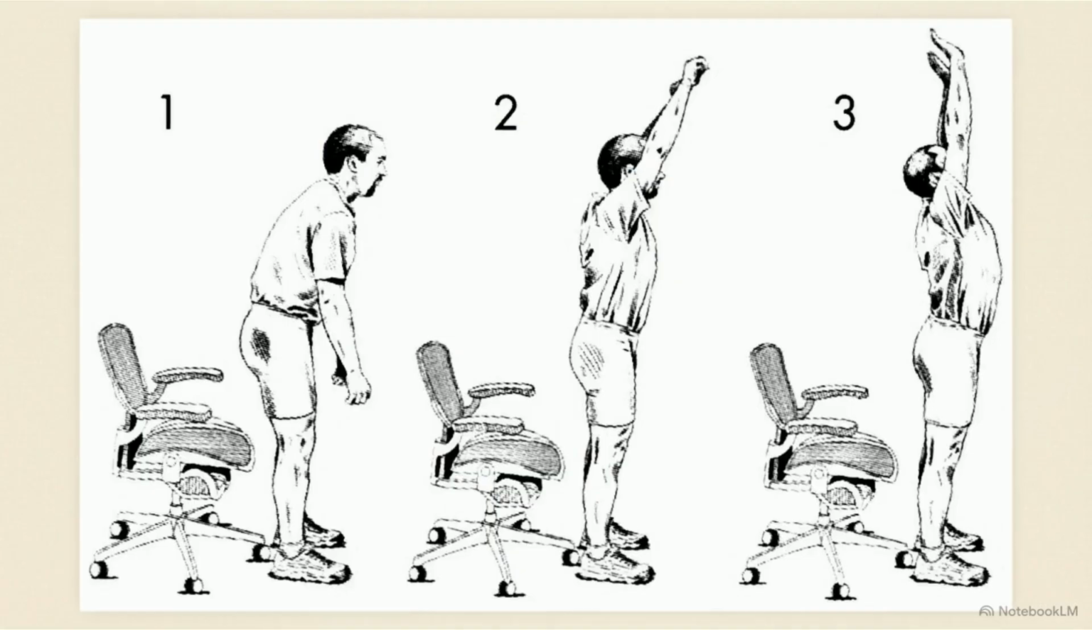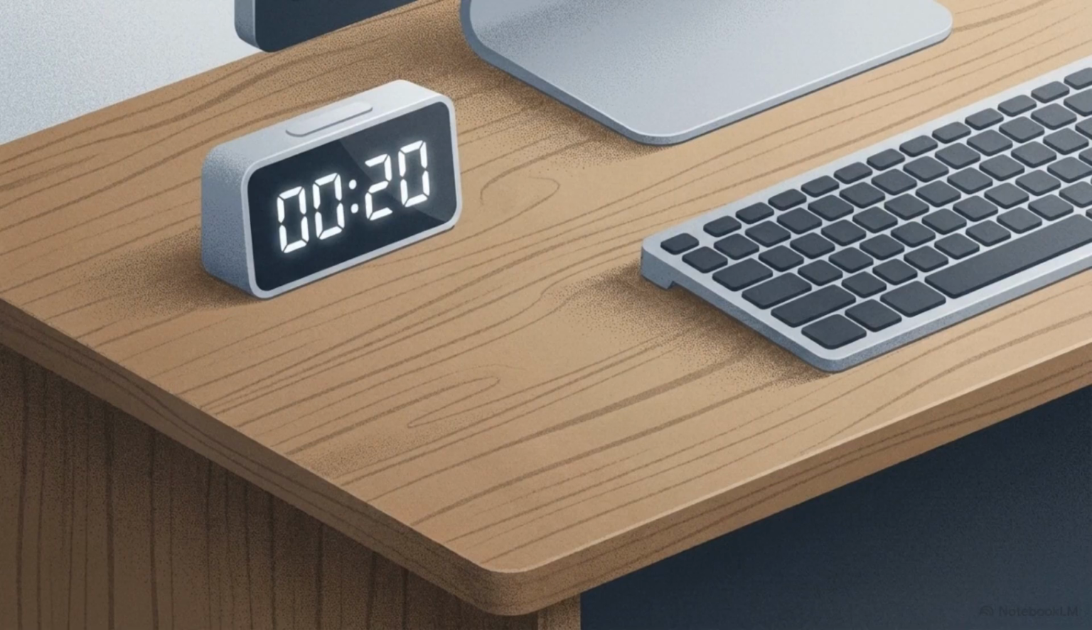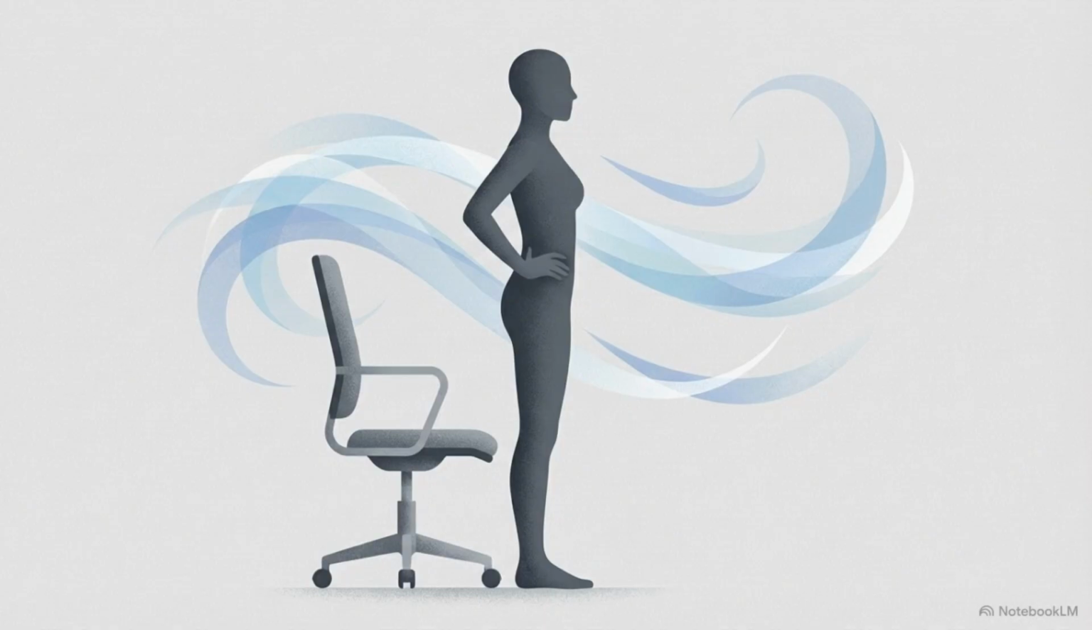To decompress the spine, try this chair drill. Stand up with a straight back, then raise both arms overhead for 10 seconds. From there, reach higher, slightly further back, and take a deep breath to reset your posture. Repeat this quick decompression sequence every 20 minutes to break up long blocks of desk work. Strategically interrupting your seated time prevents temporary stiffness from solidifying into a chronic pain issue.